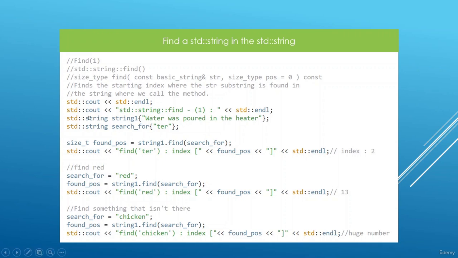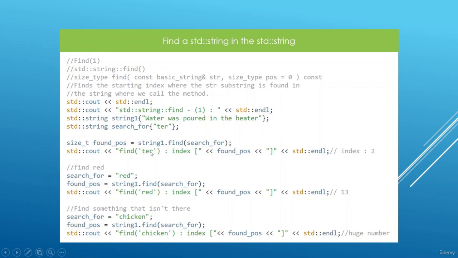We have one string here called string1. Inside we have a piece of text which says "water was poured in the heater." And we set up another string that we are going to search for in string1. That happens to be "ter" here. So we can really target the "ter" in water or "ter" in heater. We're going to see what we find.